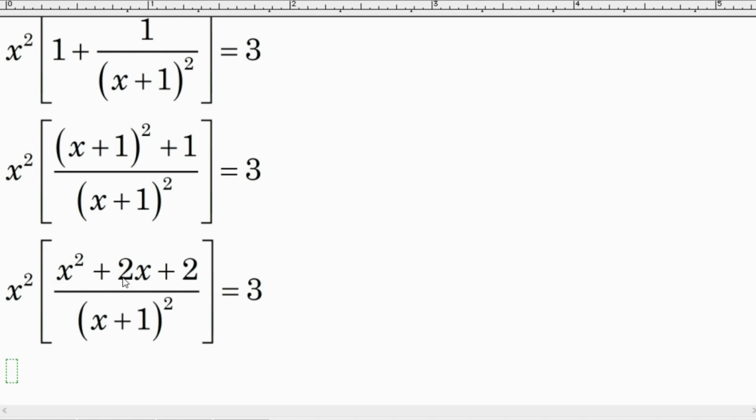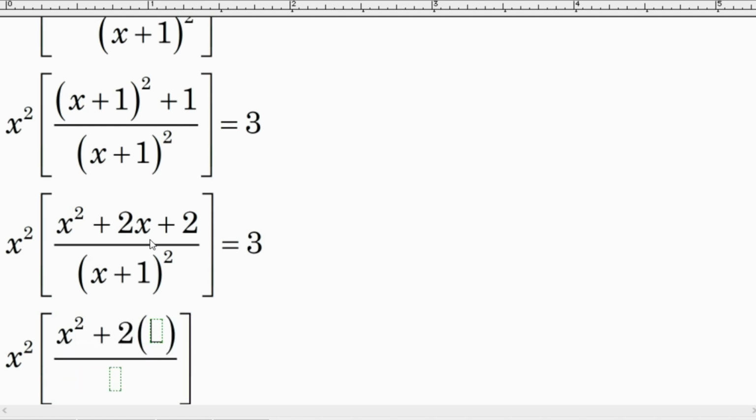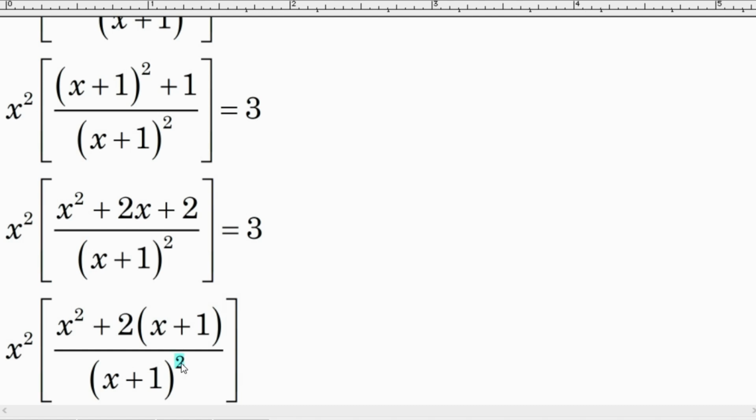Now I can factor these terms. I can take 2 in common, so we put x squared plus 2 times (x plus 1) here, and then divide by (x plus 1) squared, equal to 3.